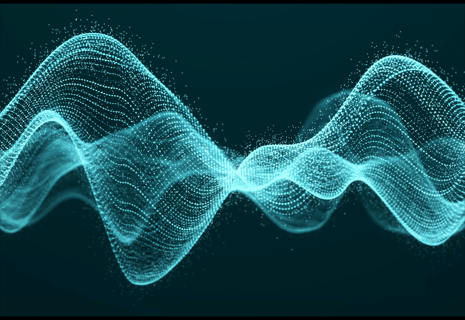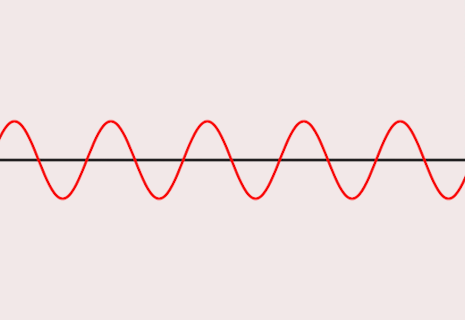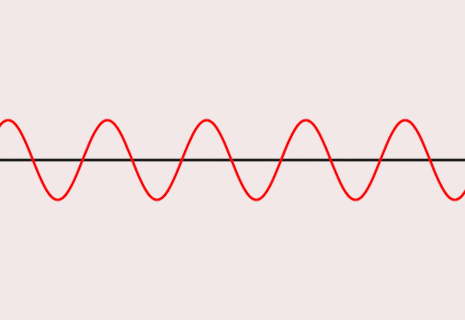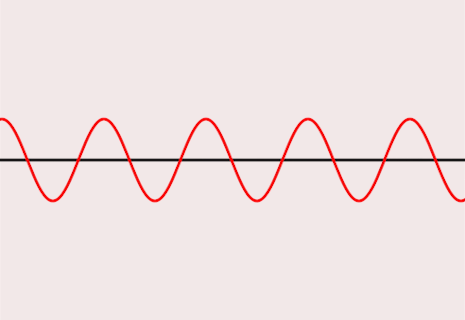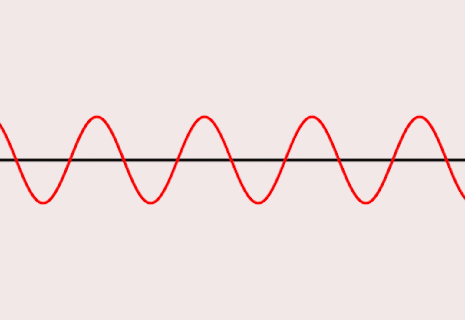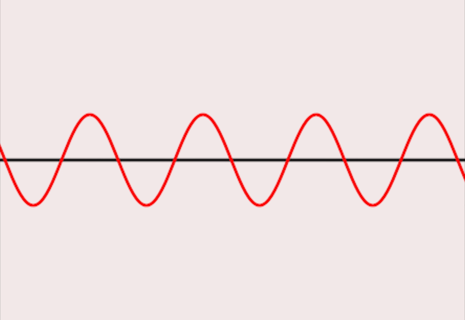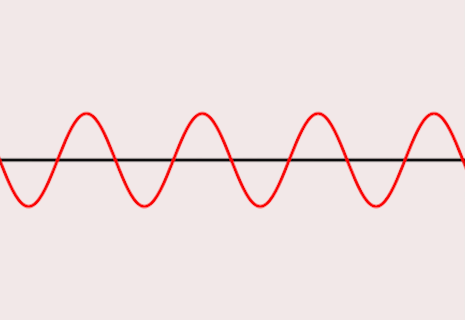So, most of us are aware that waves move in a downward and upward motion, with the lowest part of the wave being known as the trough and the highest part of the wave being known as the crest. And both of these parts move opposite one of the other, back and forth, back and forth, back and forth.